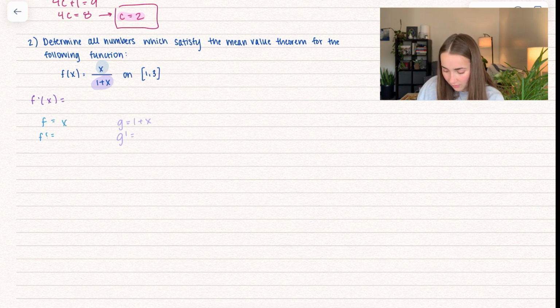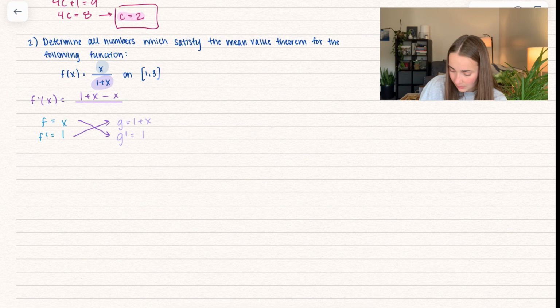Alrighty, so the derivative of x is just going to be 1, and the derivative of 1 plus x is also just going to be 1. So remember, when we do quotient rule, we do have to start from the bottom, work our way to the top. So that gives us 1 plus x. And now we have to subtract our other cross multiple, and that is just going to be an x. And then this is all divided by the denominator squared.